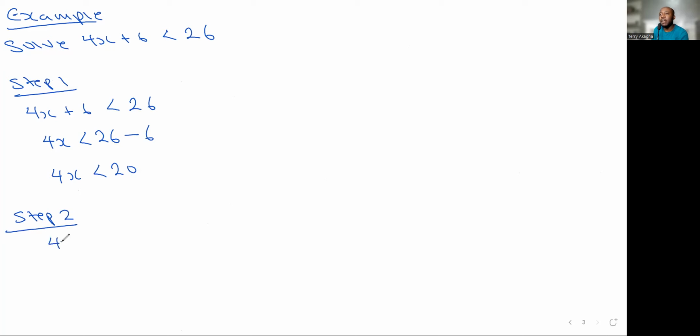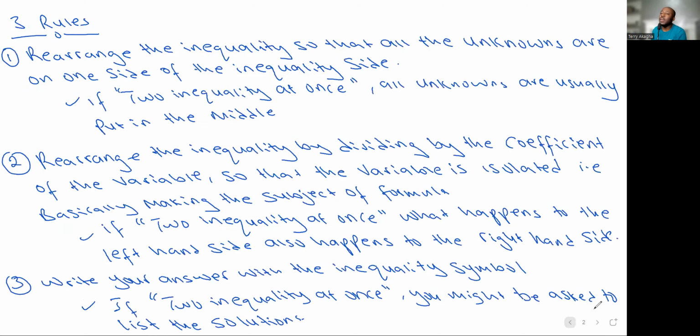We have 4x is less than 20. In order to do this, we're going to divide both sides by what? 4, or you can multiply by the inverse of the coefficient, okay? Either is fine. So when you do this, x will be less than 5. Then step 3, write your answer with the inequality symbol.